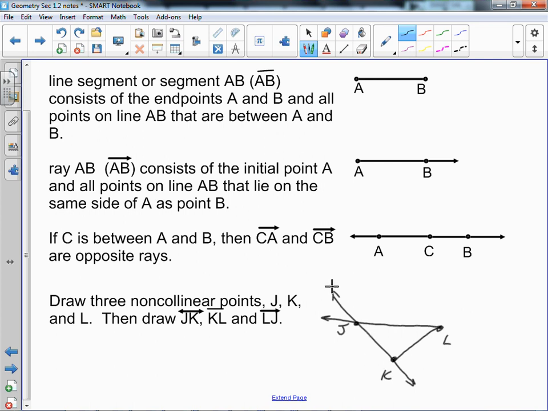So JK is the line going all the way through, arrowheads on both ends. KL a segment, so it just connects the two dots basically. And then ray LJ starts at L and sends the arrow through J.